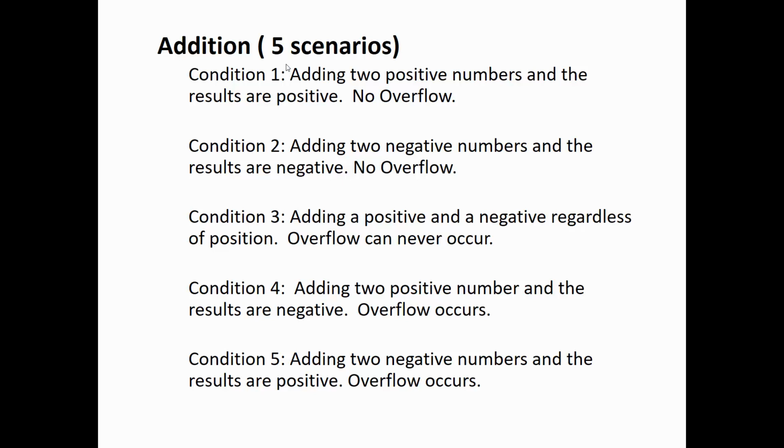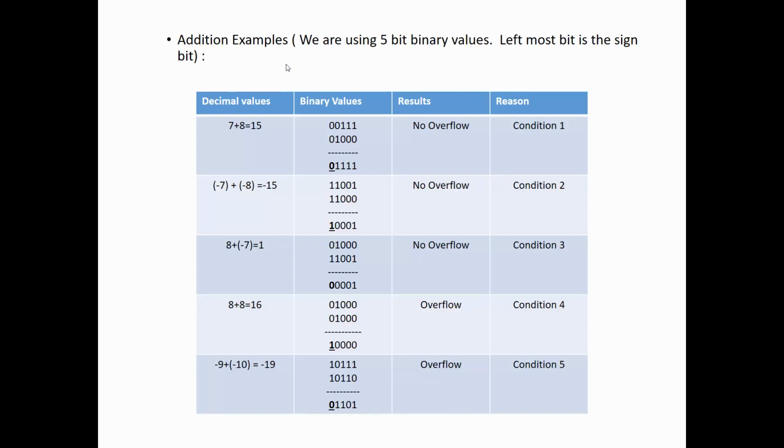Number 4, when you're adding two positive numbers and the result is negative, overflow occurs. It changes the sign. Likewise, adding two negative numbers and the result is positive, then overflow has occurred. Here are some examples. I put the decimal values on the left-hand side with the answer, and then using 5 bits I show how it is overflow or not overflow, and it corresponds to the different conditions.